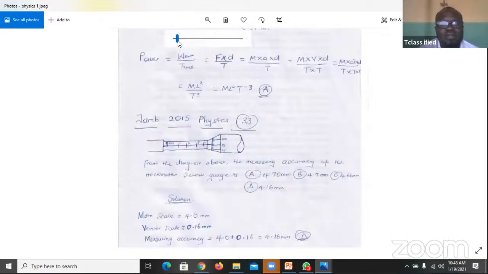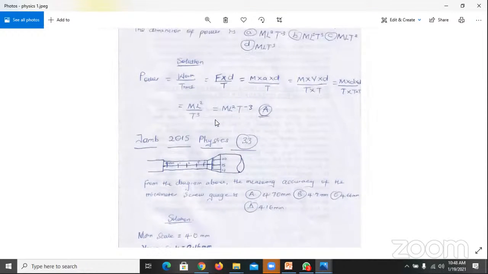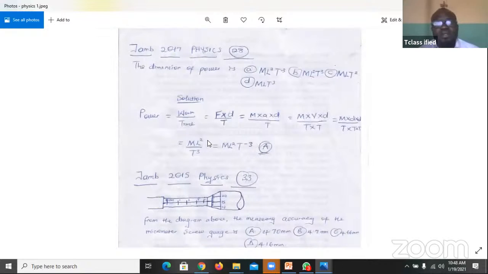So please, can you see my screen? And is it physics that is showing? Yes, sir.